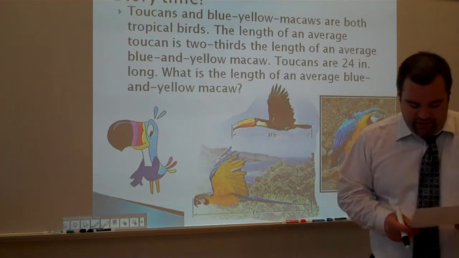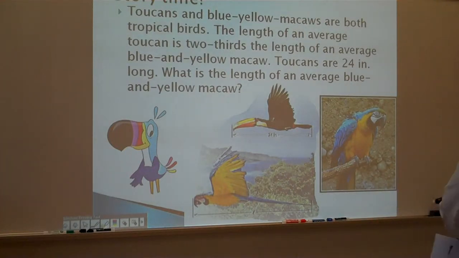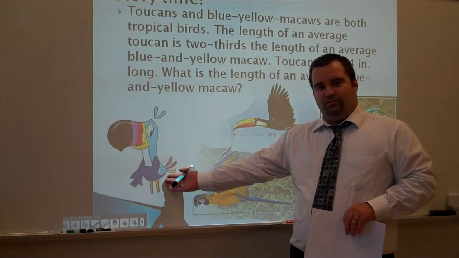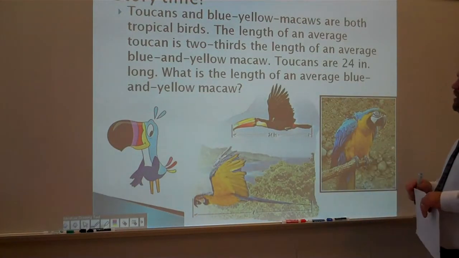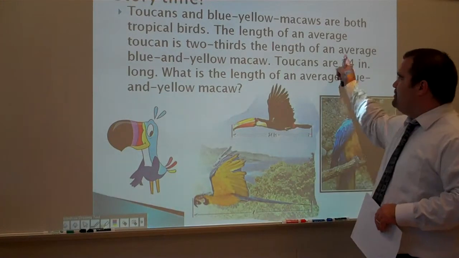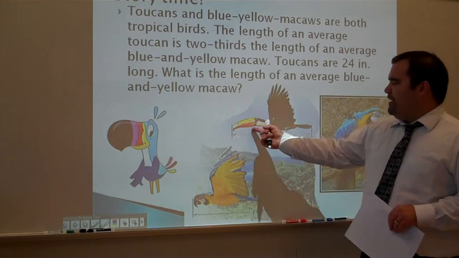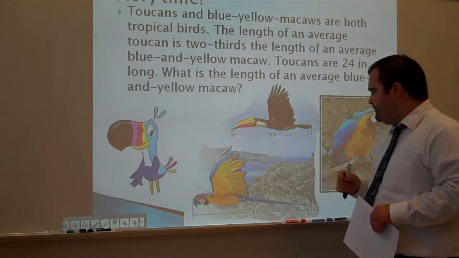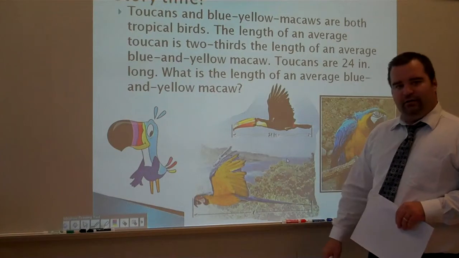Story time. We're on page 90, problem number 6. Toucans and blue and yellow macaws are both tropical birds. Here we have the totally realistic Toucan Sam, and this is the blue and yellow macaw. The length of the average toucan is 2/3 of the blue and yellow macaw. Here's what a toucan really looks like. So you can see it looks nothing like Toucan Sam. But if a toucan is 24 inches, how big is this guy?